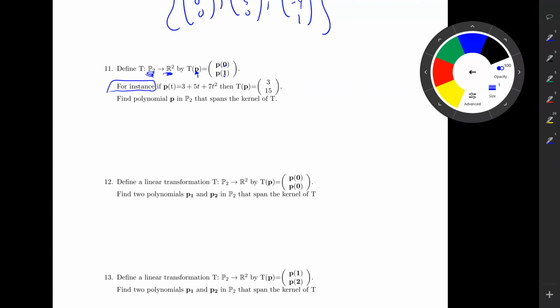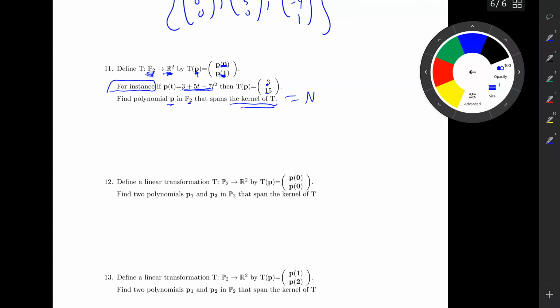So here's my polynomial. If I put 0 into this polynomial, I get 3. Put 0 in for t, I get 3. Now if I put 1 in for t, I get 3 plus 5 plus 7, that's 15. So these are the numbers from plugging in 0 and plugging in 1. That's what this transformation does. Now I want to find a polynomial in P2 that spans the kernel.